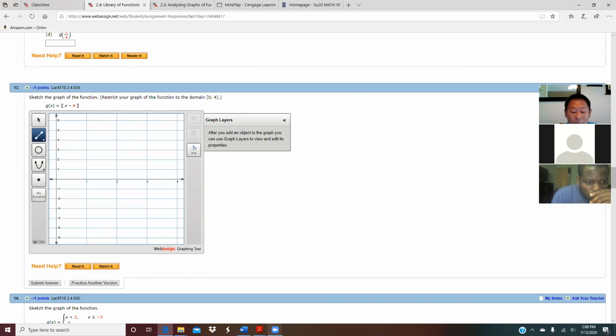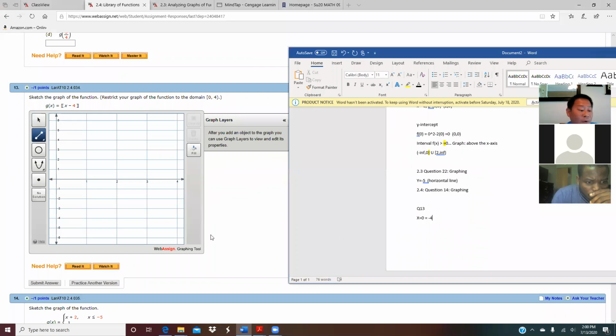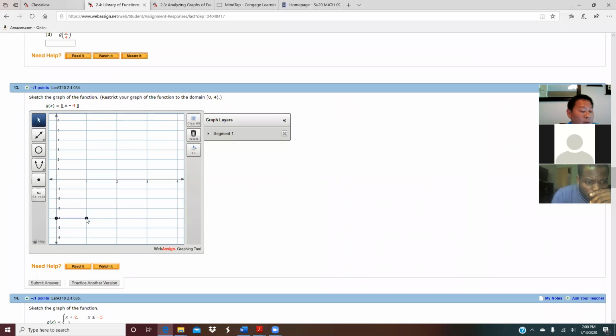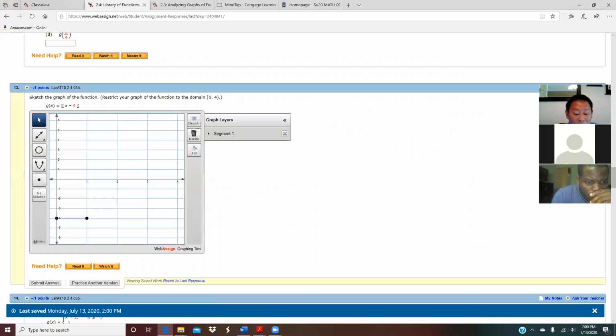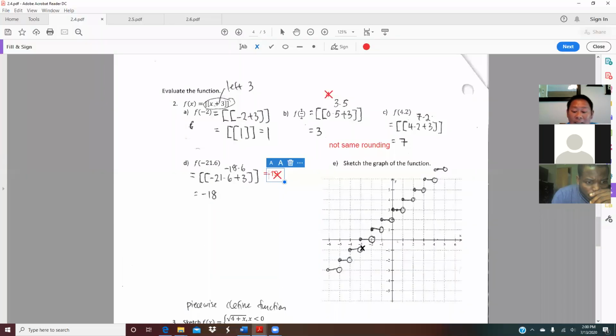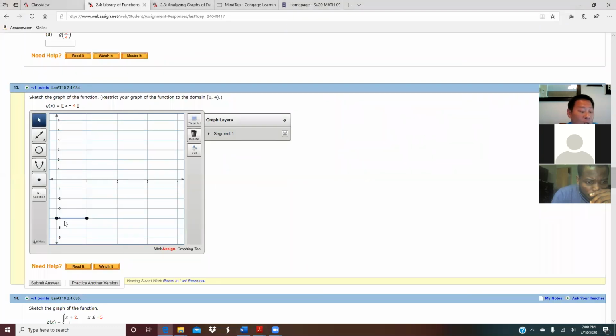So it starts from -4. So you have to go -4, and then you go to 0. Okay, and if you look at the graph that I have here, it starts with a close and then it ends at open. So in this case, it has the same thing. So it starts at close and then it ends at open. So you have to right click this and select open. Okay, open, there you go. So it has to be one close and one open like this.